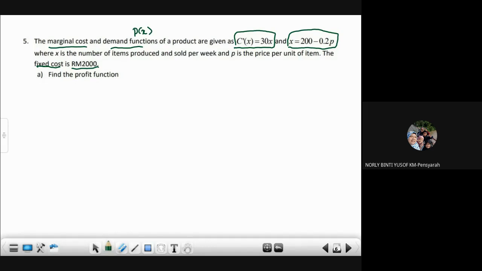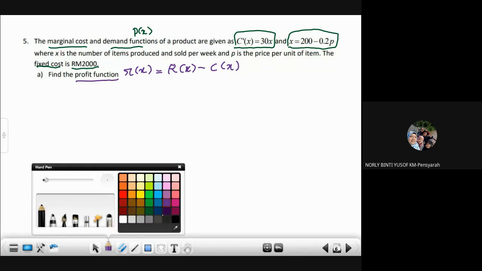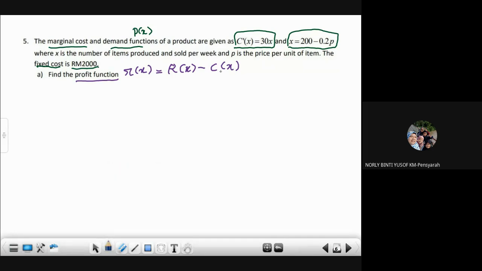So A, find the profit function. So profit function in your understanding ataupun profit adalah pi X kan. Dan kita tahu profit function is revenue minus cost function. Tapi kita tak ada revenue function. Cost pun kita tak ada tapi kita boleh cari. So kita kena cari satu-satu revenue dengan cost function tu dulu. Barulah kita boleh masukkan dalam profit function punya formula. So first step cari dulu cost function.